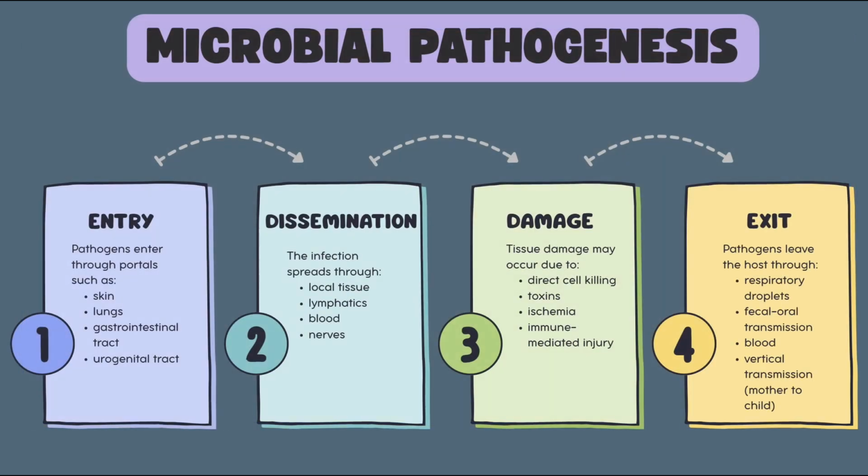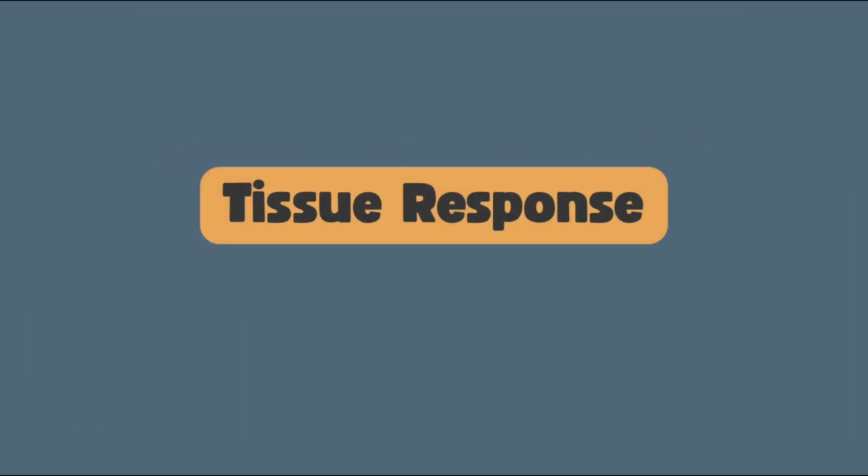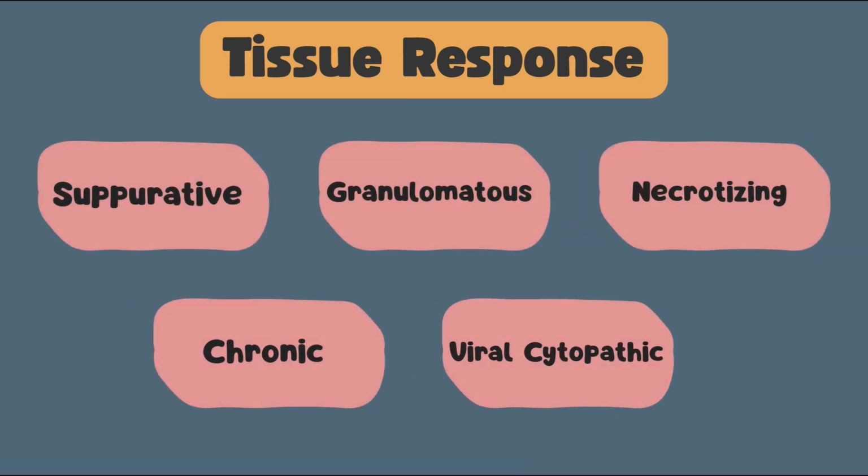Now that we've talked about microbial pathogenesis and how pathogens can enter the body, cause disease, and how they leave, this brings us to the point of tissue response. How does our body, our tissues, respond to these infections? What does our body do? There are a couple of mechanisms in which we respond, including suppurative response, granulomatous response, necrotizing, chronic, and viral cytopathic responses.